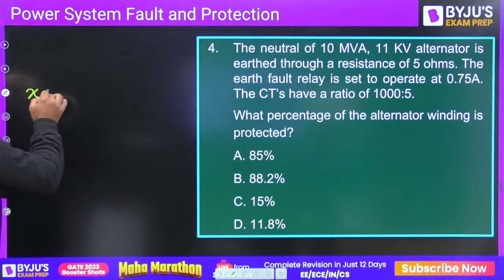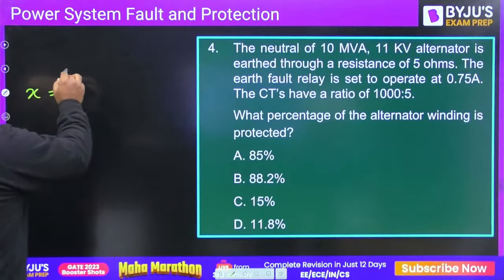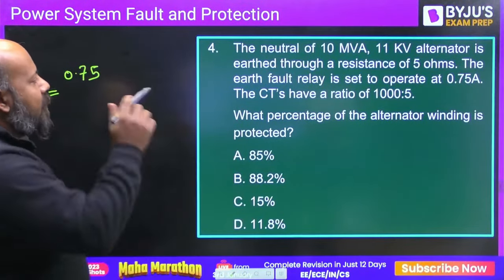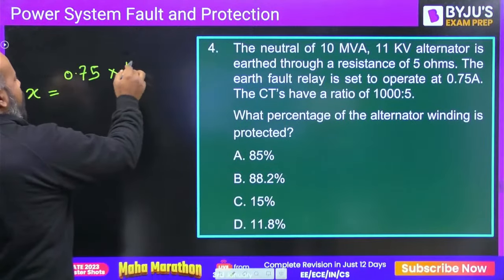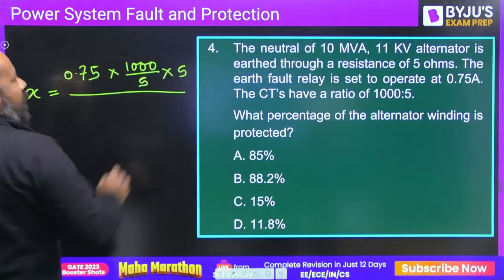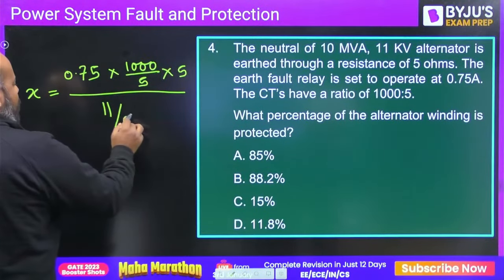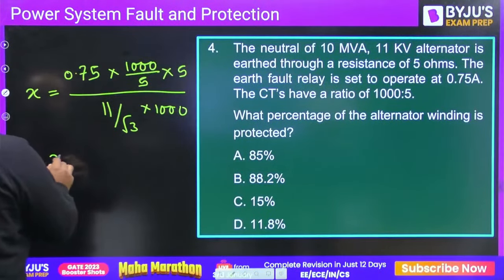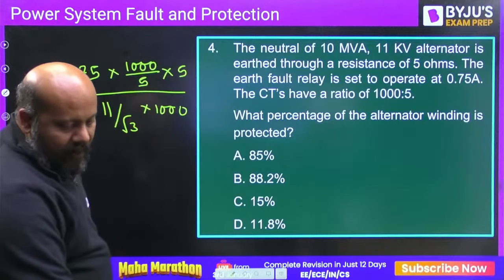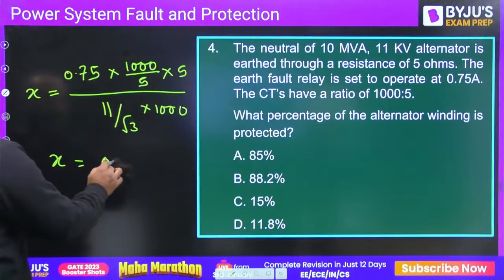Okay, so X is going to be, what is IP, pickup current? Now, pickup current he is saying is 0.75, but this is a smaller value, you have to change it to the higher value, to the primary side. So multiply it with the larger value, so it is 1000 upon 5. What is RN? 5 ohms. And what is the phase voltage? Phase voltage is going to be 11 upon root 3, this is 1000. Just tell me what is the value of X you are getting. You must be getting somewhere 0.118. Are you getting this 0.118?